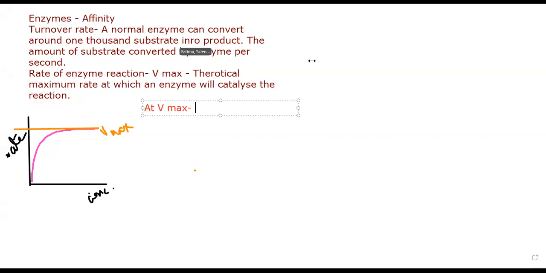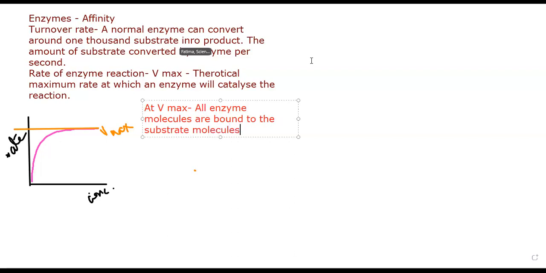So Vmax is the point where all your enzyme molecules are bound to the substrate molecule.